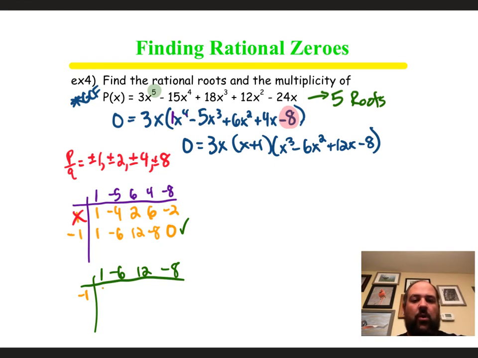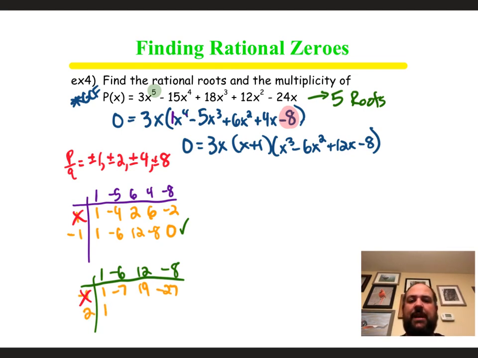So I bring down the 1. Let's go through. -1 times 1 is -1, plus -6 is -7. -1 times -7 is 7, plus 12 is 19. This is not going to work out because -1 times 19 is -19, plus -8 is -27. All right, so -1 worked the first time, didn't work the second time. Try a different number. I'm going to try 2. You can pick whatever you want.